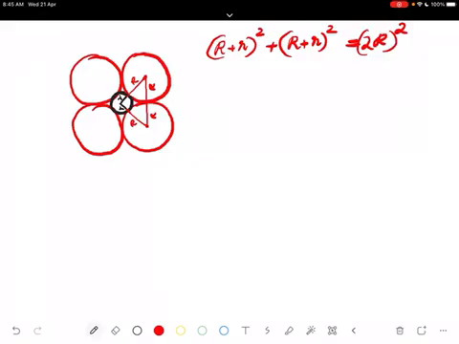So here on the left hand side, twice (R plus r) whole square is equal to 4R square. Now, you take the square root. Taking square root.